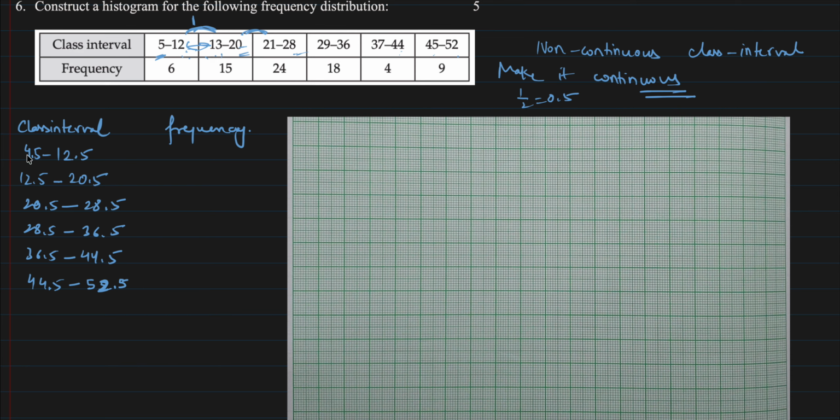Yeah, I subtracted 0.5 from all the lower limits and added 0.5 to all the upper limits. So 12, 20, 28, 36, 44, 52. Please cross check once more, and the frequencies let's copy down: 6, 15, 24, 18, 4, 9. Okay, we have the table with us.